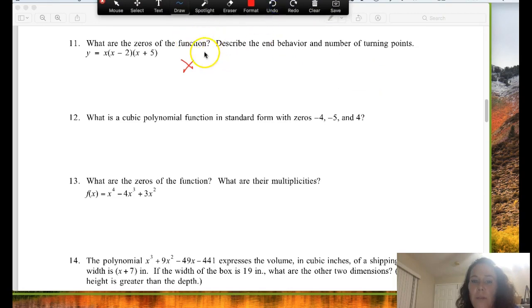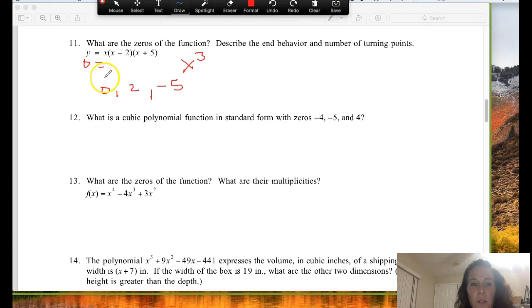Well, look, I know where it touches the x-axis. It's already in factored form. I set this equal to 0. It's going to touch the x-axis when x is 2, because if x were 2, 2 minus 2 is 0, it turns everything to 0. And if x here were negative 5, that's where the graph would hit 0.